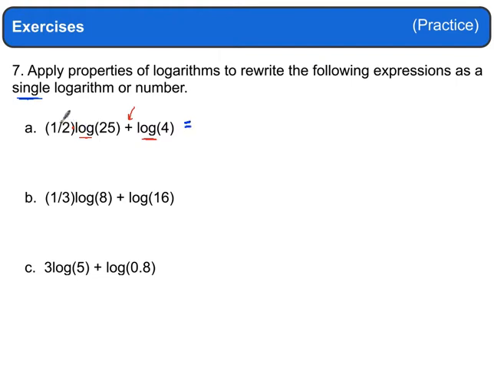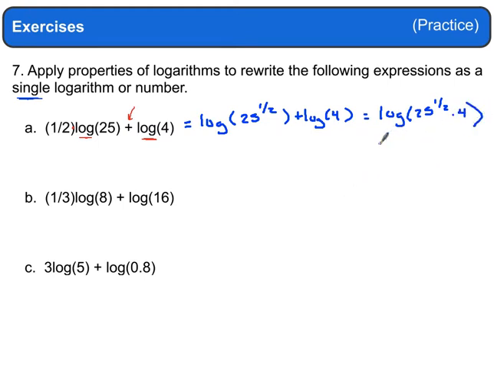So if this is in the front, the log property I can use, I can move this back up top. So I could say log with a 25 to the 1/2 power, and then I could say plus log 4. That's one thing I can do, so that gets rid of the 1/2. If I don't like the plus sign, then I can rewrite that plus sign, right? Plus sign changes to a product for logs. So I can say the log of 25 to the 1/2 power, and I can multiply that by 4. So now it's a single log.